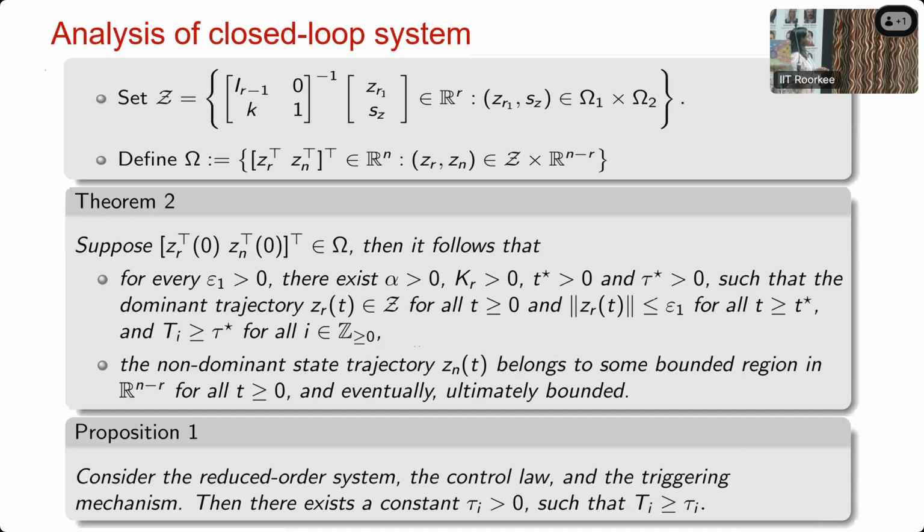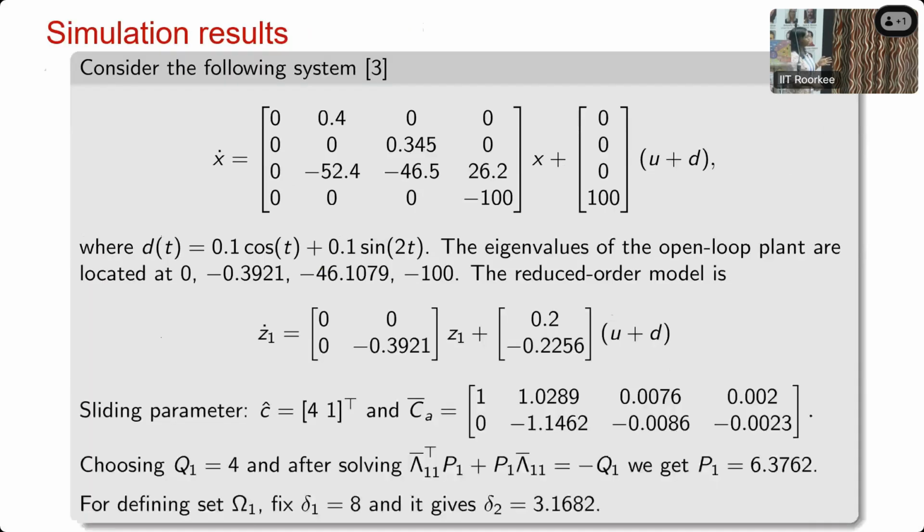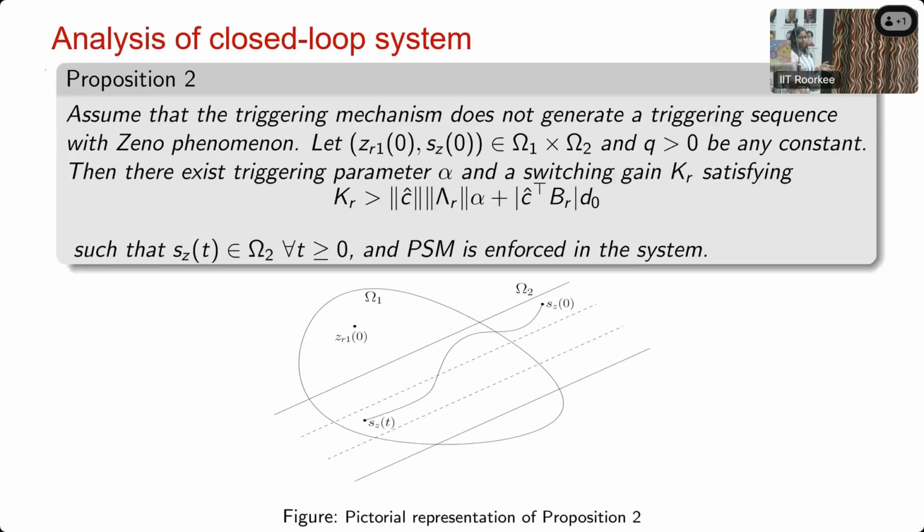One thing I would like to highlight here is the switching gain, which was over here. Yes, this is the switching gain KR. If you have studied continuous sliding mode, this switching gain depends on the upper bound of the disturbance. In this scenario, in addition to that, KR also depends on the triggering parameter.